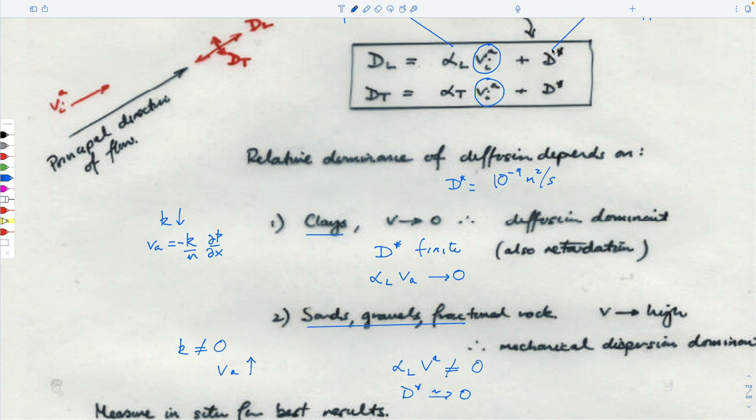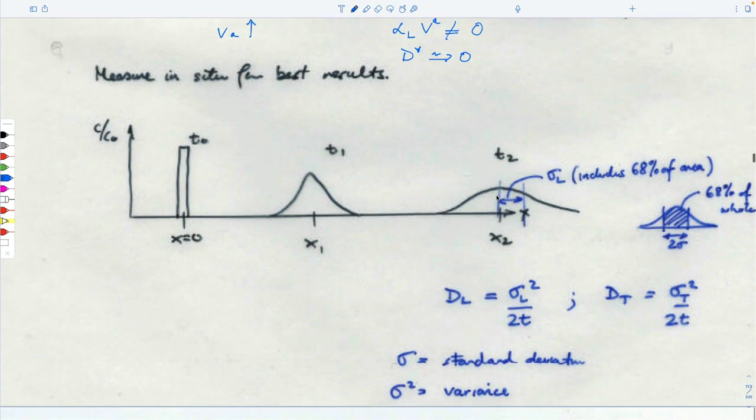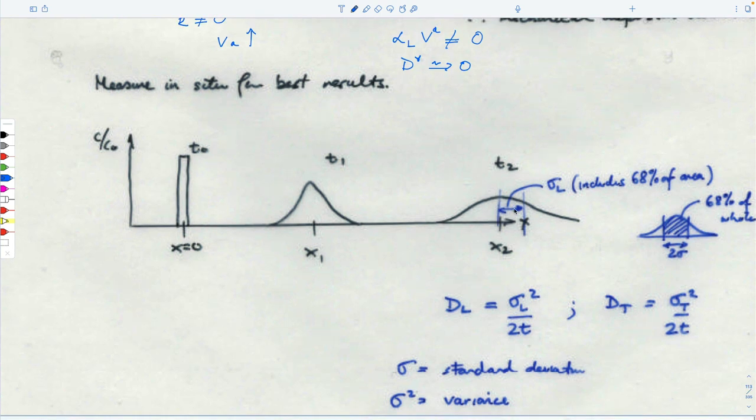When in clays, this will dominate because it'll be finite and this will be zero. In gravels and sands and fractured rocks, this term will be big, and this term will still be non-zero, but it doesn't matter because it's tiny compared to the rest of it. And so that's how we can think of things. And so in using that, we can use it to represent the behavior because it takes care of those two end-member conditions.